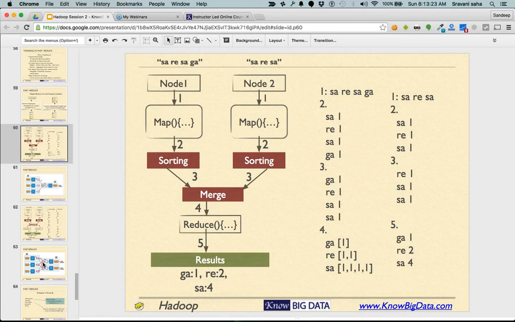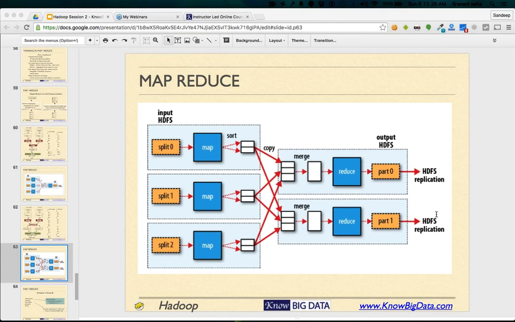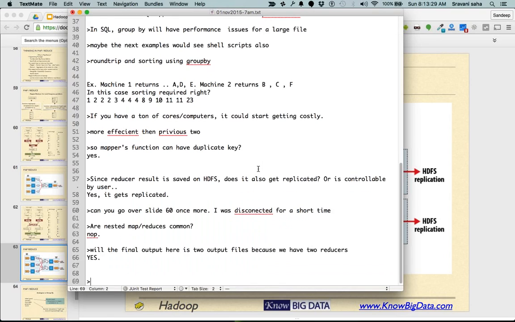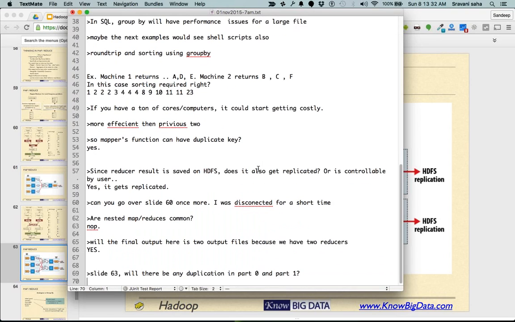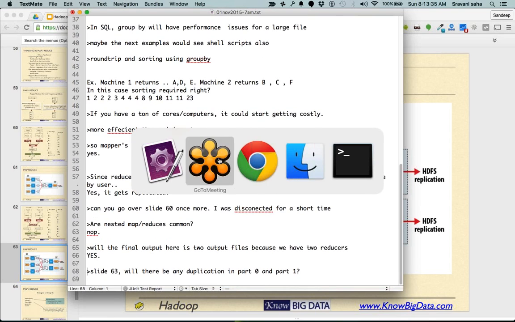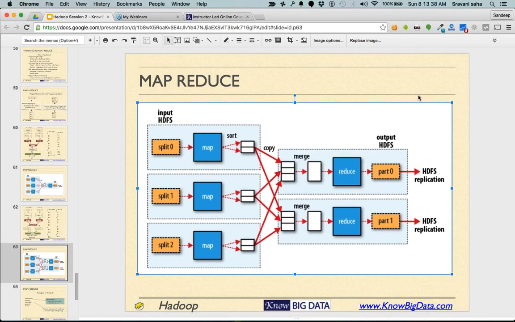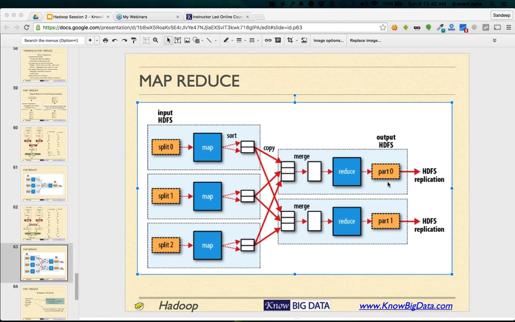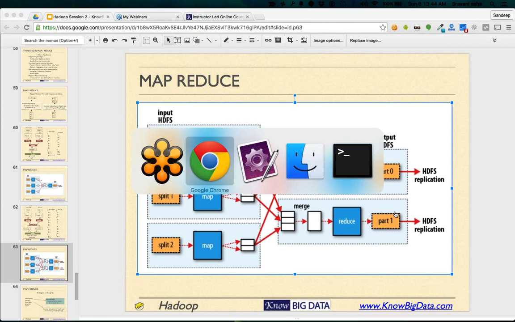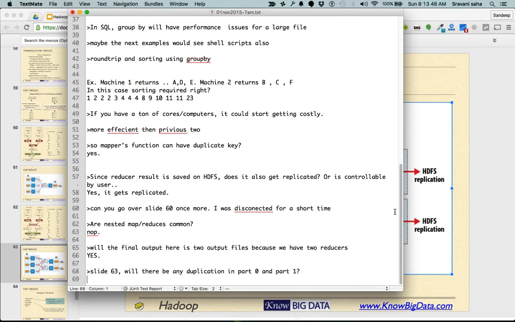In slide number 63, will there be duplication in part 0? So if a key has gone to part 0, it will not go to part 1. If a key has gone to part 1, it will not go to part 2. So there will be no duplication.